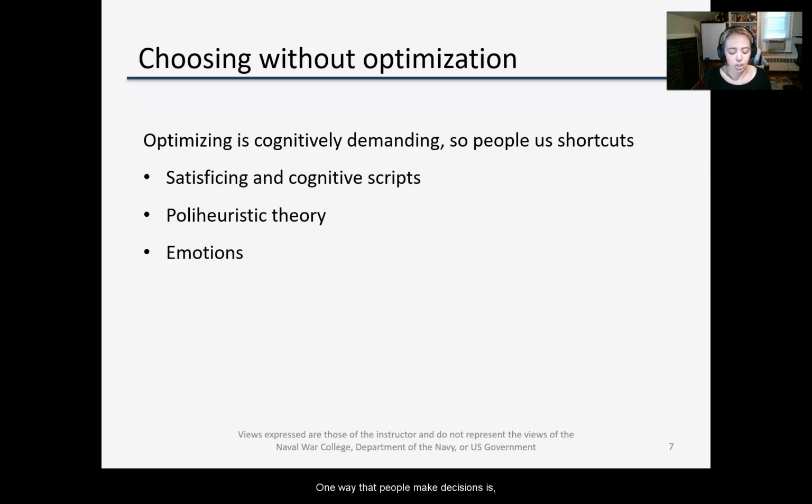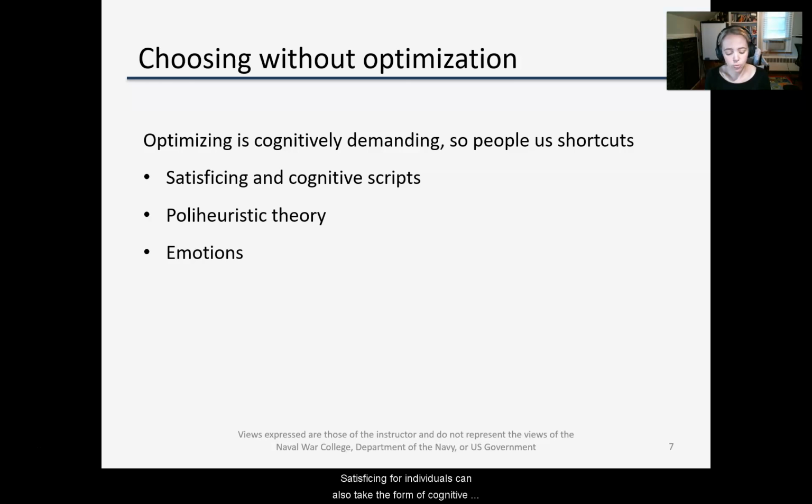One way that people make decisions is, as I said, by satisficing, choosing the first available option that produces a good enough outcome. For example, if you're trying to find a recipe for what to make for dinner, you might just choose the first recipe you find that uses ingredients you have available and has a certain number of positive reviews, instead of going through every possible recipe available to find the absolute best one.